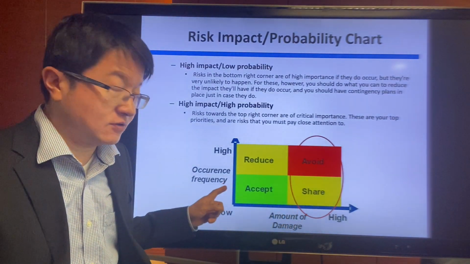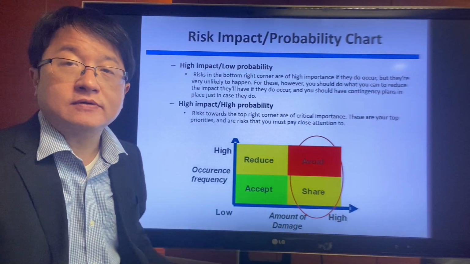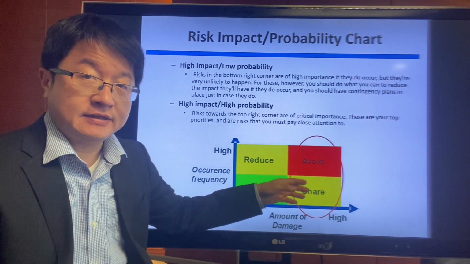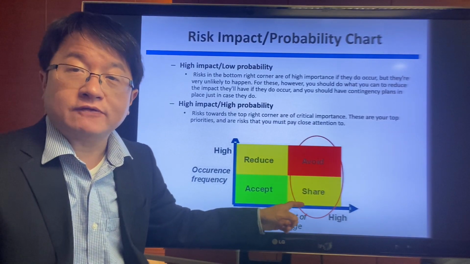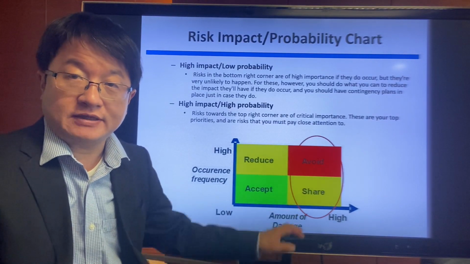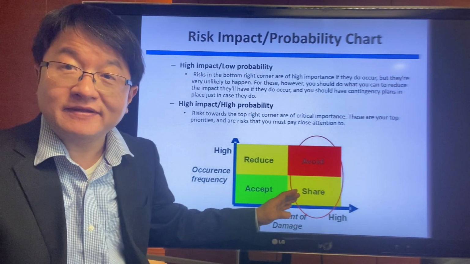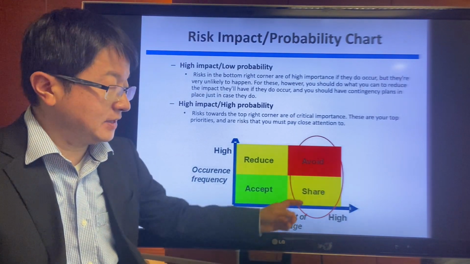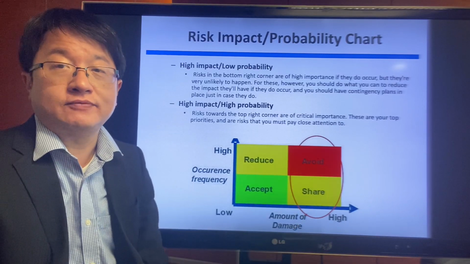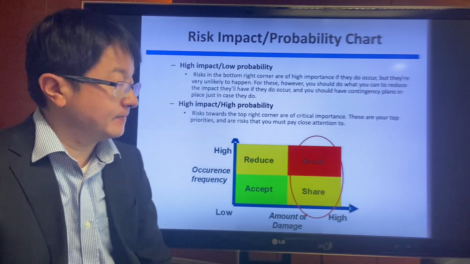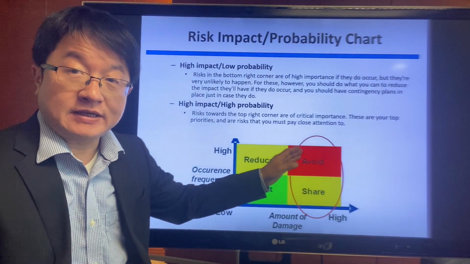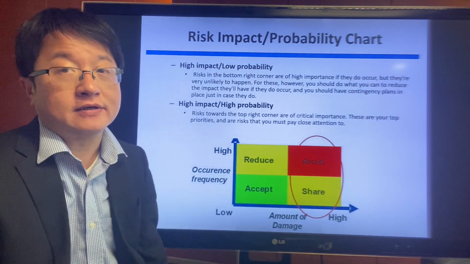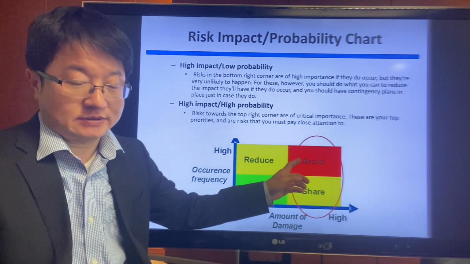If the occurrence probability is low, for example, we can buy insurance. Let's say if we take a flight from Hong Kong to London, although the probability of an aircraft accident is relatively low, if it happens, then I'm afraid that those passengers may be killed. So we need to buy insurance to share the risk with the insurance company. If the impact is high and also the probability of occurrence is also high, we need to avoid those dangerous activities.